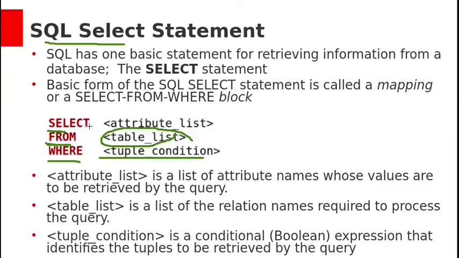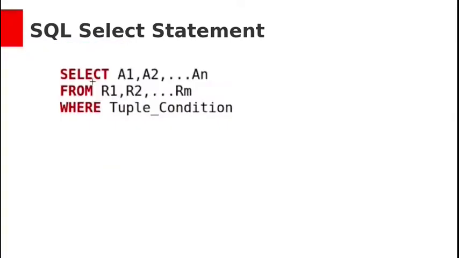And this select clause will select which columns need to be included in the result. So we can write a basic SQL statement like this. The from clause identifies the relations required to process the query. So relations here are R1, R2 to Rm, and the select clause will include the attributes which need to be displayed in the result, A1, A2 and so on to An.